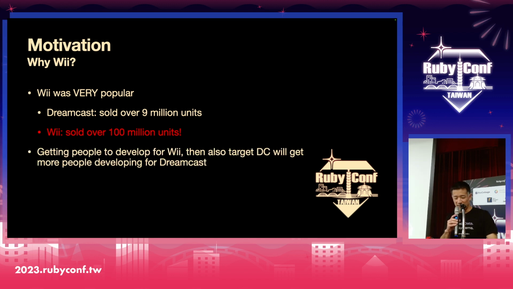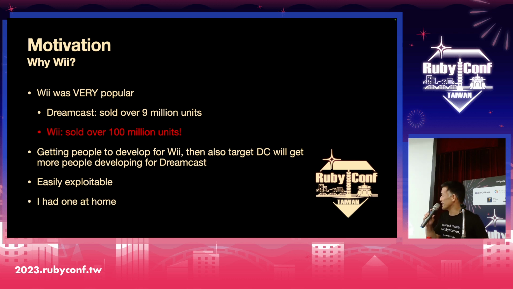So if I can get those people with Wii units to develop something for Wii, and then also target Dreamcast as a cross-platform target, then I can get that many people to develop software for Dreamcast. That is my grand goal. I'd like to use the Wii and cross-platform development to increase the number of developers developing software for Dreamcast. And as I said, the Wii is easily exploitable. And the most important reason: I had one at home.